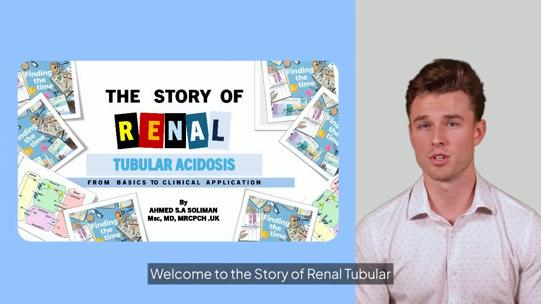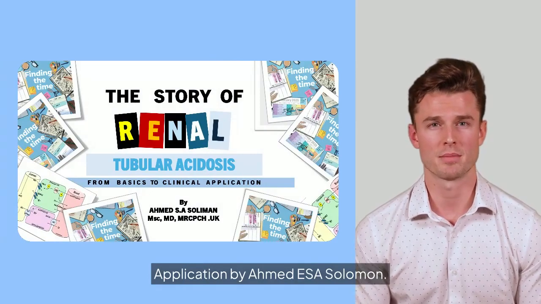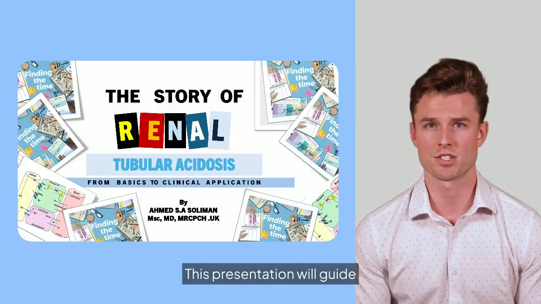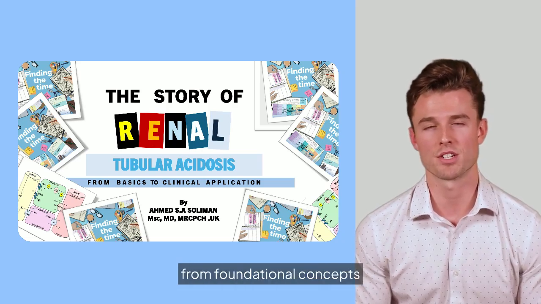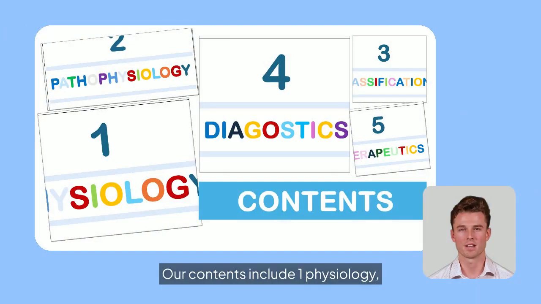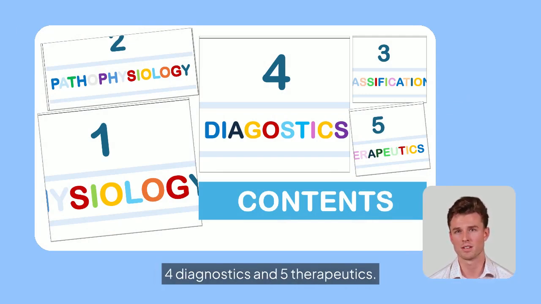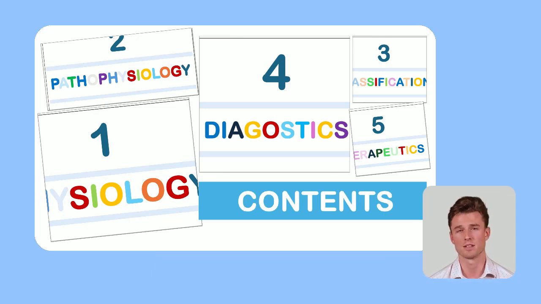Welcome to the story of renal tubular acidosis, from basics to clinical application by Ahmed S.A. Solomon. This presentation will guide you through the essentials of renal tubular acidosis, from foundational concepts to practical clinical applications. Our contents include 1. Physiology, 2. Pathophysiology, 3. Classification, 4. Diagnostics, and 5. Therapeutics. Each section is designed to build your understanding of renal tubular acidosis comprehensively.